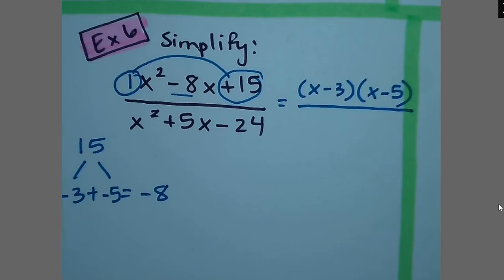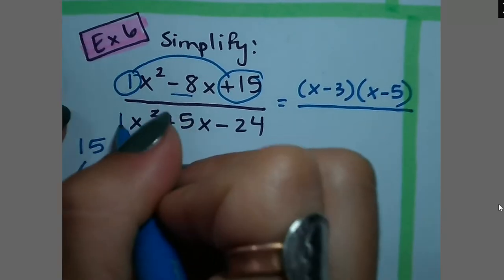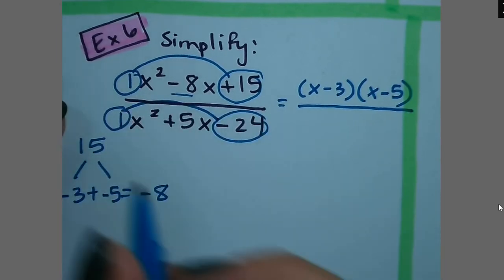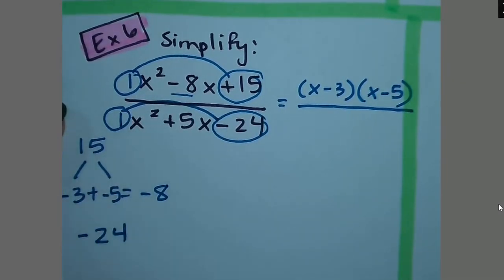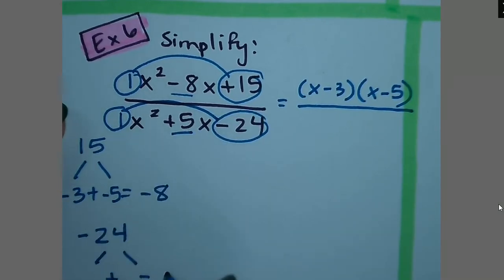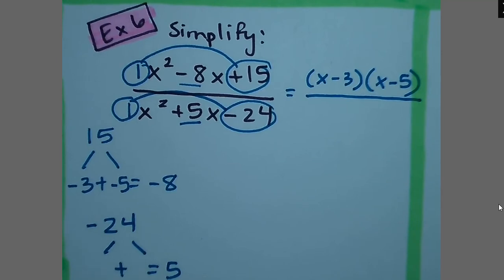All right, moving on to the bottom. There's a 1 in front of the x, and we're doing 1 times -24. All right, so two factors of -24 that add to give me +5. Factors of 24 are 2 and 12. That's not going to get us to 5. 1 and 24. 4 and 6. Okay, 4 and 6 aren't going to get us to 5, but 3 and 8 will get us to 5.